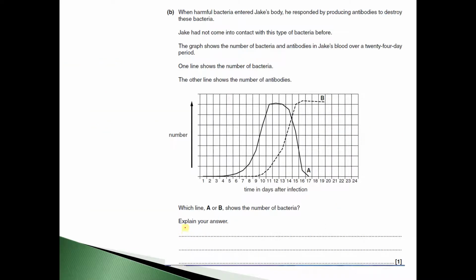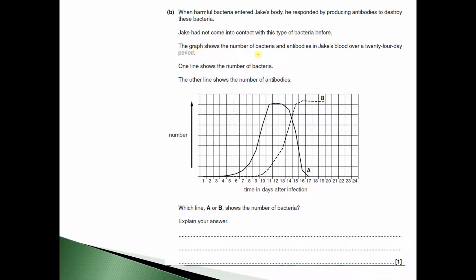Okay, carry on a bit further. So part B, the separate bit of the question. When harmful bacteria enter Jake's body, he responds by producing antibodies to destroy those bacteria. He'd not come into contact with this type of bacteria before. Okay, I put that phrase in there for a reason.